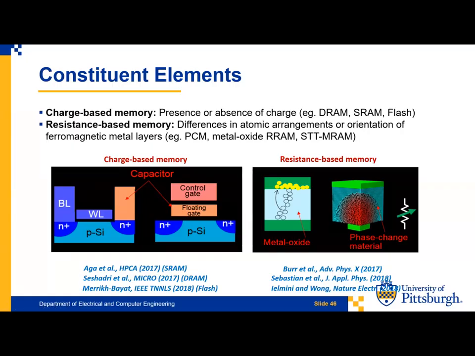They use the presence or absence of charge to represent the data, 1 or 0, and the resistance-based memory uses the atomic arrangement or orientation to represent the data stored in the memory cell.